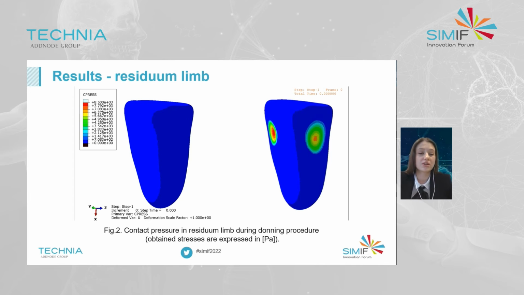The map presented on the slide shows the contact pressure obtained for the donning procedure, and the highest value of obtained contact pressure was about 8 kilopascals, which is significantly lower than the pain threshold. The maximum was observed at the surface which was designed to provide the initial press fit.